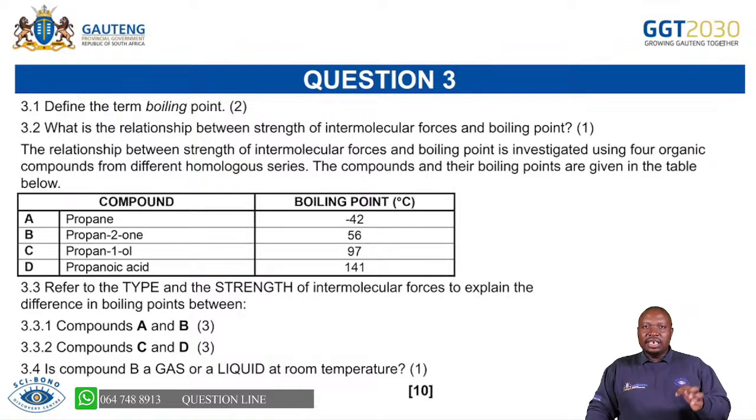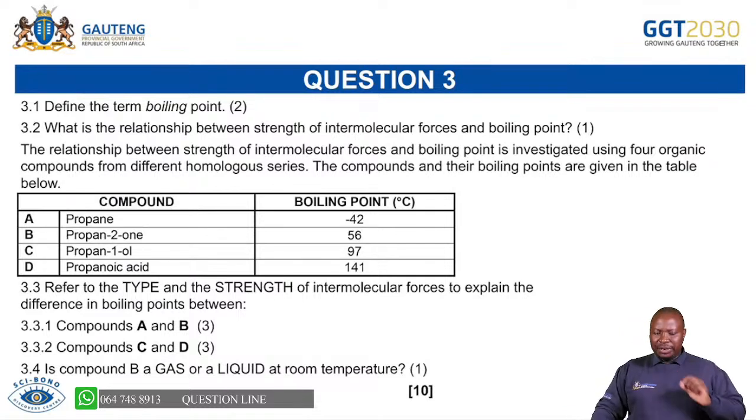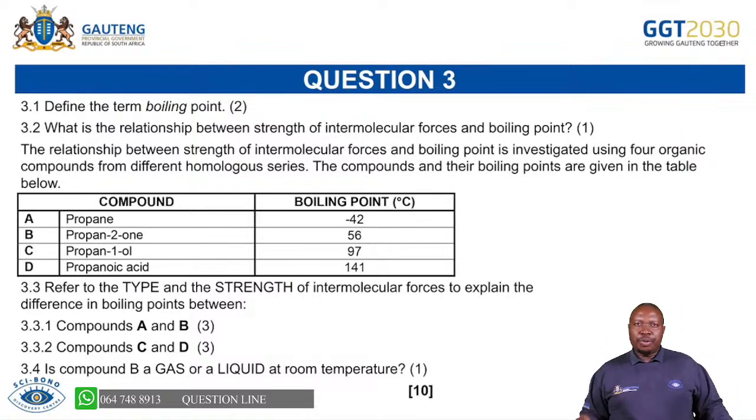But C and D are an alcohol and a carboxylic acid, and you are able to see that they have the same intermolecular force, which is hydrogen bond. But remember, we said one site for propan-1-ol, two sites for propanoic acid.